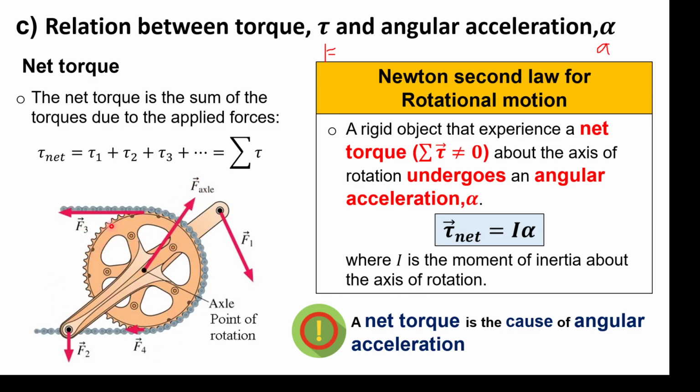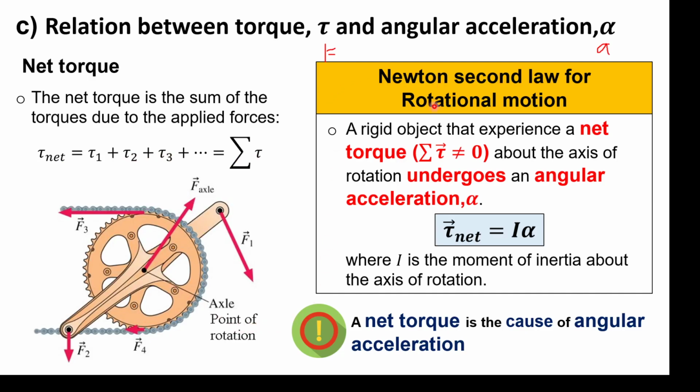But again, we have a pivot point, the point of rotation at the center. So there will be a torque. F1 corresponds to torque 1, torque 2, torque 3, up until the total number of torques. So you can have a net torque, the total torque based on the total number of forces, which is the summation of all the torques.